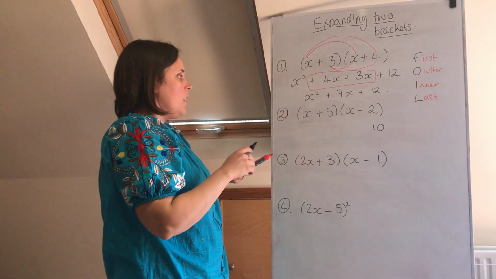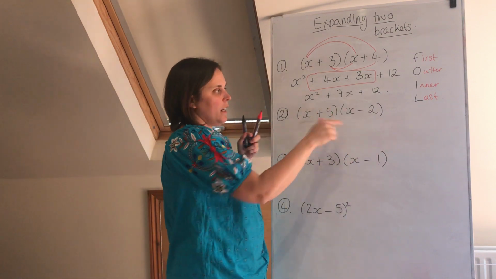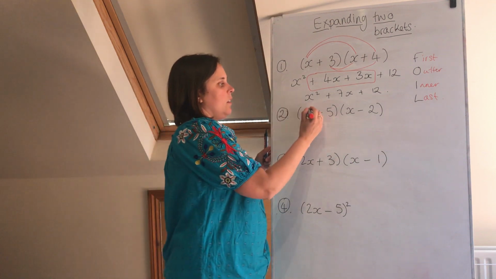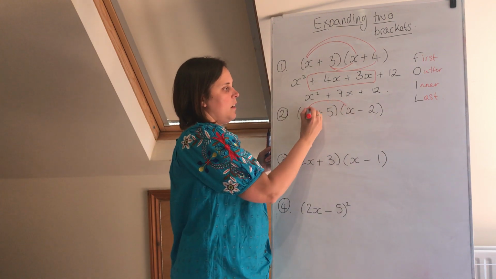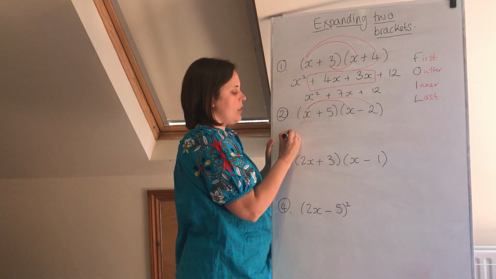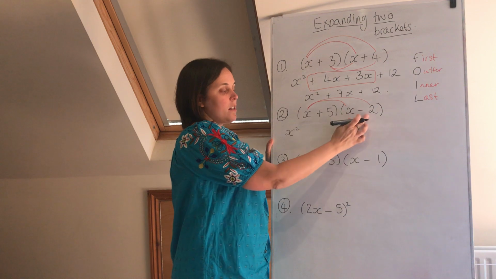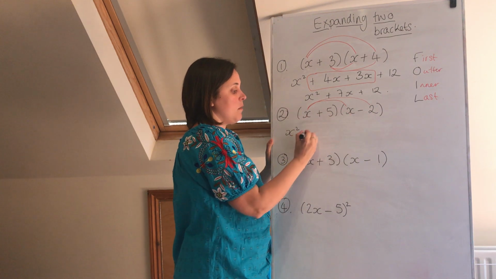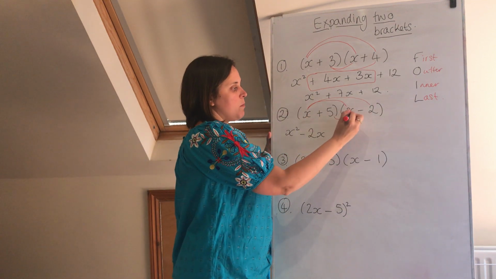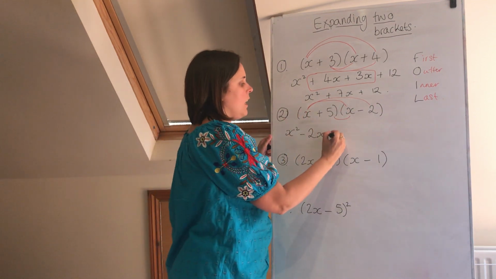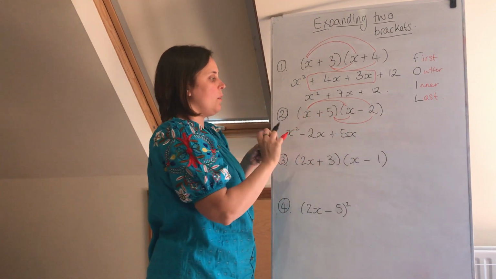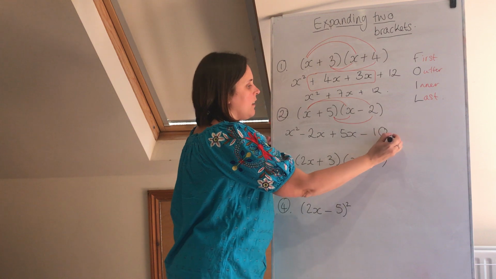Okay, so then we can repeat this process again with the other examples that I've got here. So x times x and x times minus 2 first of all. That's our first. x times x is x squared. x times negative 2, we've got a minus here, so it becomes minus 2x. Then we do 5 times x, which is just 5x, and it's positive this time. And we do 5 times minus 2, which is negative 10.